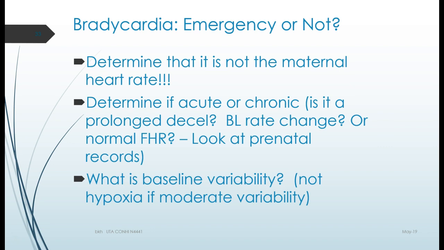Or is this an acute change? Is this something that's happened since the last time she was seen? And if she's seen in her prenatal clinic and we see in the prenatal records that the baby's heart rate during her prenatal appointments are the 130s and now we're seeing 100, then this is an acute change that we need to evaluate. And then we're going to look at baseline variability and determine whether we've got an emergency or not.